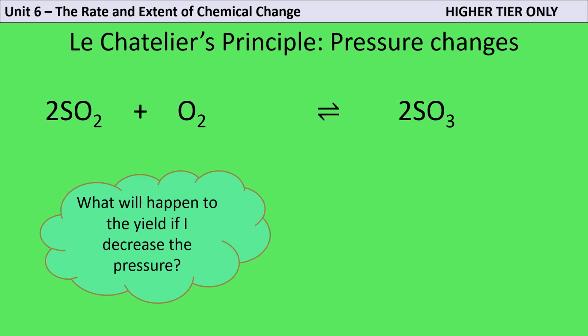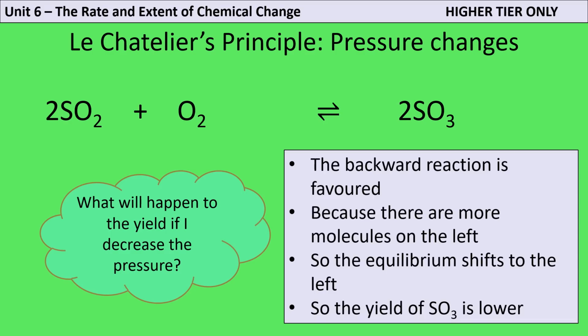If I decrease the pressure, Le Chatelier's principle tells me the system will shift to counteract that change and increase the pressure. So it's going to move the equilibrium towards the higher pressure side, which here is my reactants. So here I would say that the backward reaction is favoured because there are more molecules on the left. I need to actually point this out and explicitly tell the exam board that I know that this is why the equilibrium is going to shift. So the equilibrium will shift to the left, and therefore the yield of sulfur trioxide will be lower.